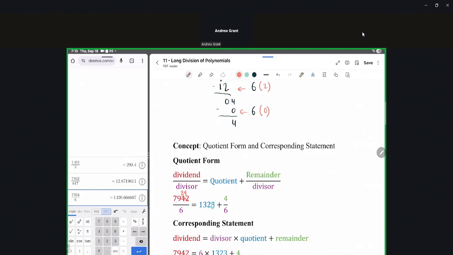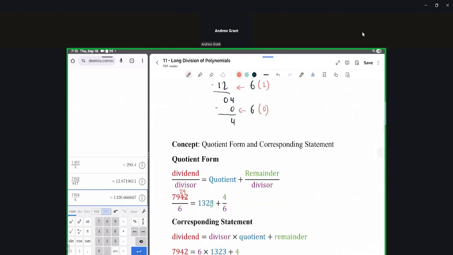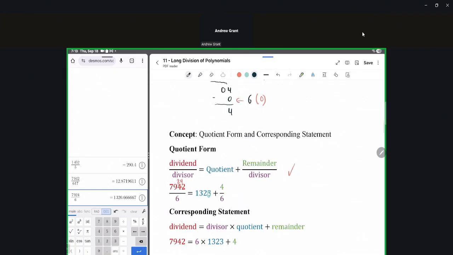So I'd have the answer from above, 7,924 divided by 6 is equal to 1,320 plus 4 over 6. So this is what we call quotient form. We were pretty much in our little therefore statement up here. This was pretty close to quotient form, except we would have written 4 over 6 as a remainder at the end. So quotient form is much more useful in later math classes, as it turns out. This is actually the primary method we want to write these things as. But in this class, it's just important to understand what this is.